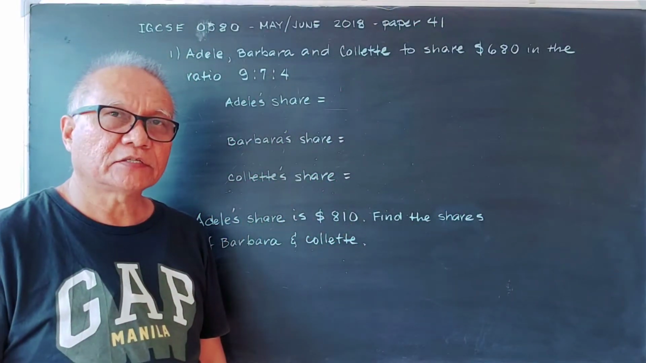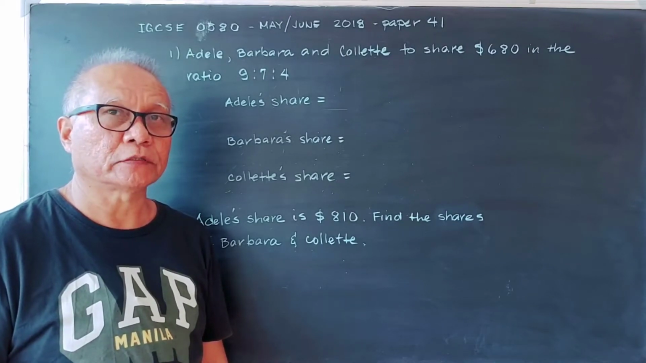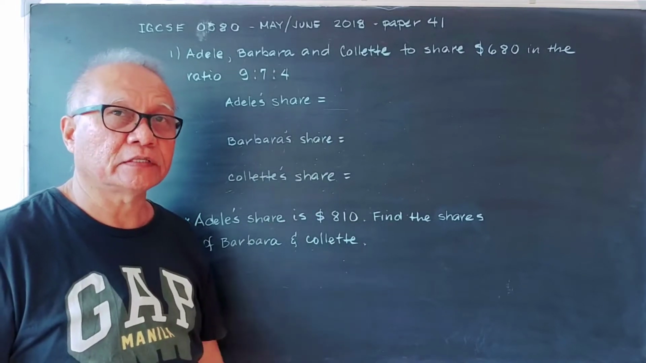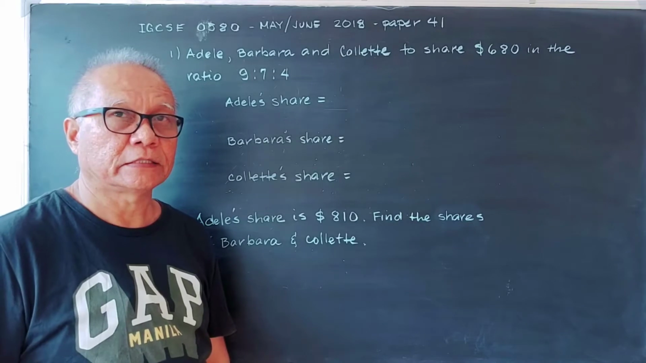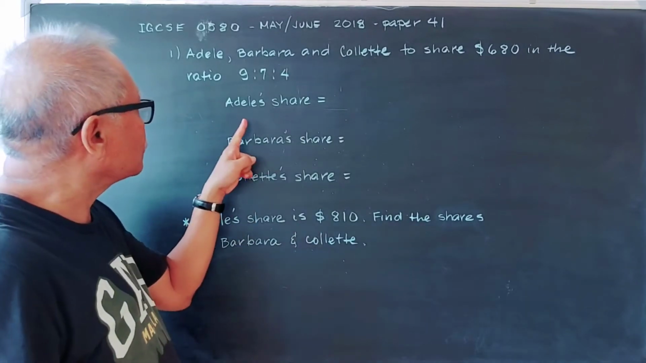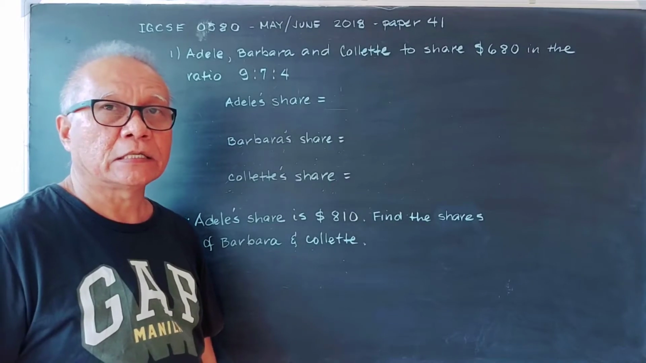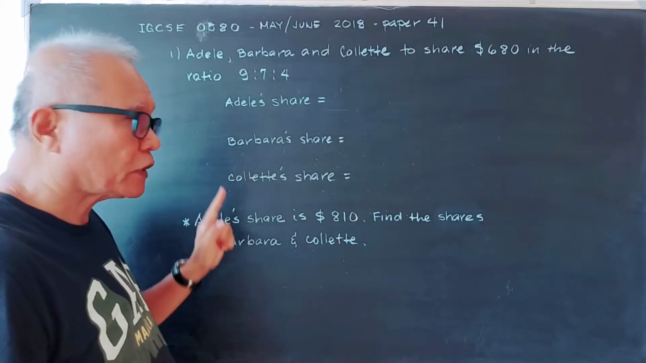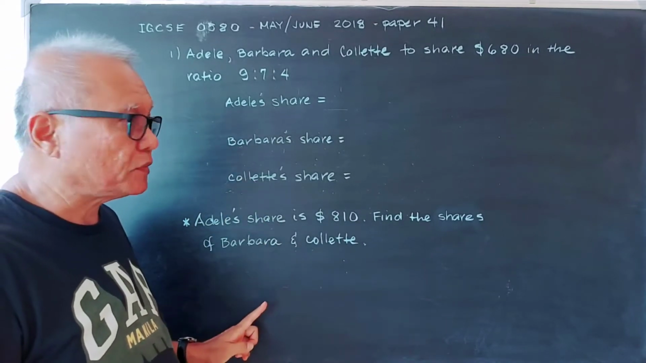Good day, learners. Today we are going to study ratio and proportion. This problem is usually given in Paper 41 of Extended, and this portion can be given in Core also. Here we have two kinds of problem. There are only two kinds of problems here.